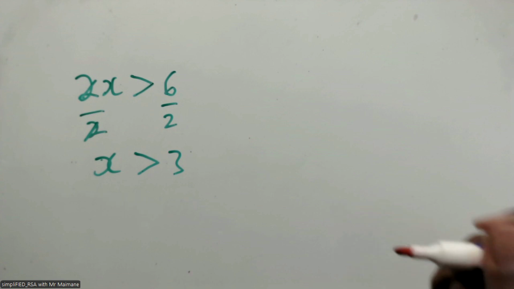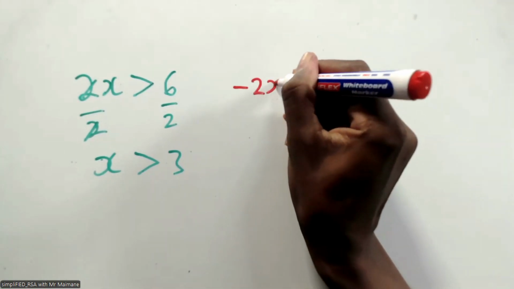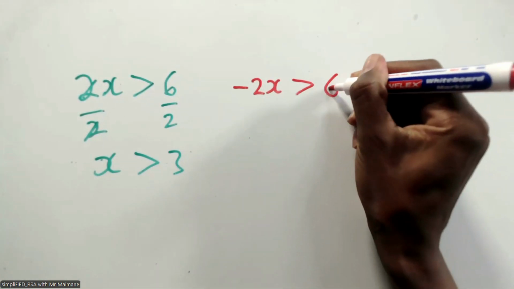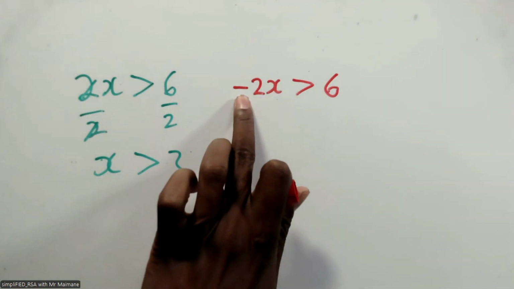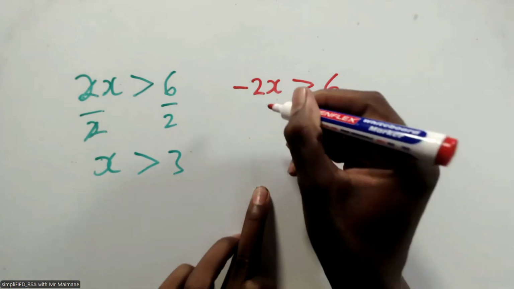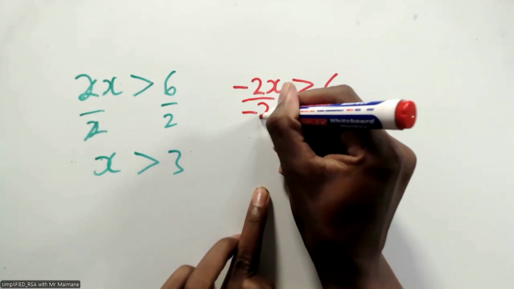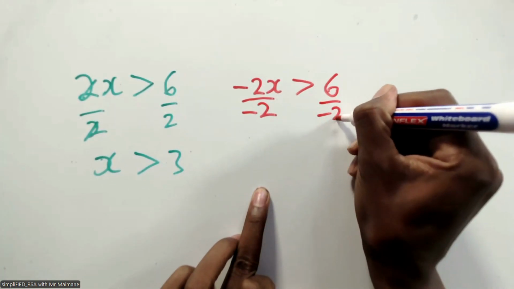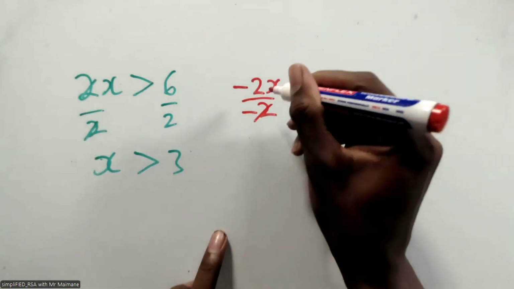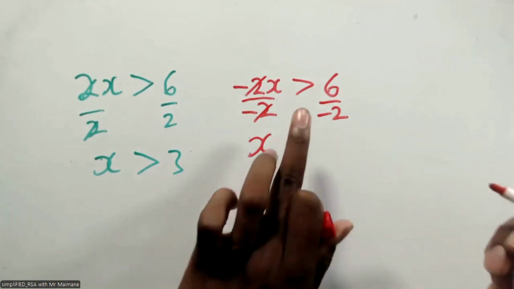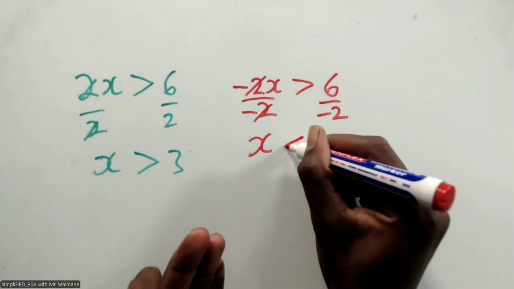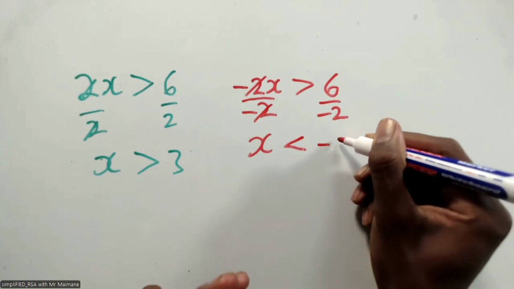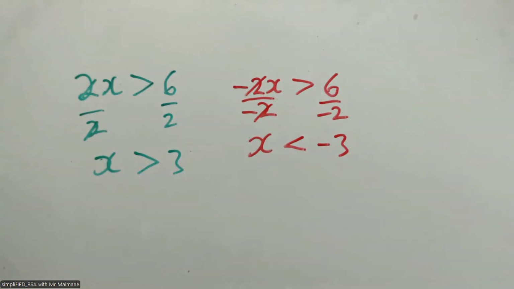But if I have minus 2x is greater than 6, and then I have to solve for x here, because 2 is a negative, the moment I divide by a negative number, the arrow has to change and face the other direction, the opposite direction, such that my answer here would be x is less than minus 3 now.